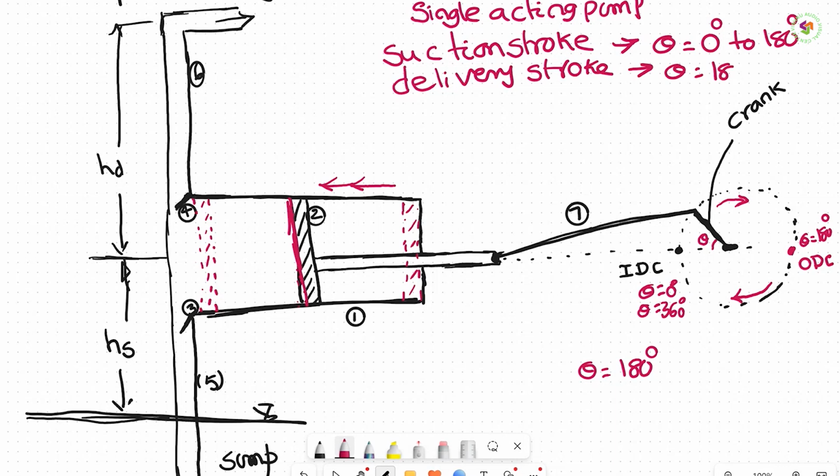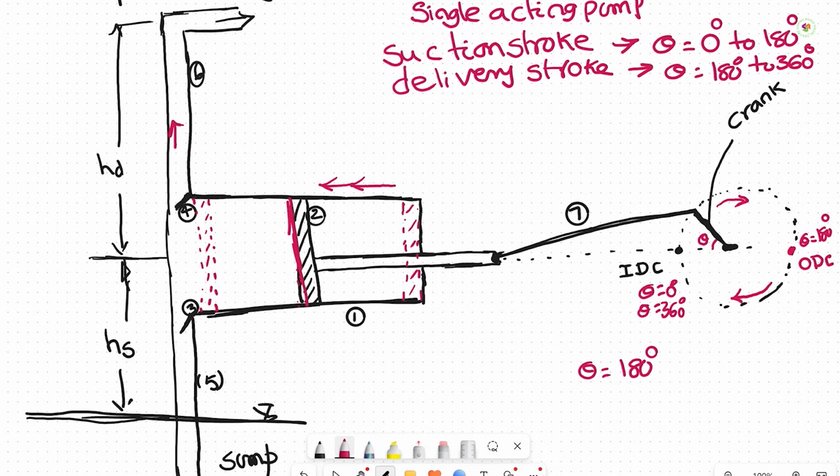Theta is equal to 180 to 360. So in this stroke, what is happening? The liquid is being pushed by the piston. The moment the piston starts pushing the liquid, the suction valve gets closed and the delivery valve gets opened up. When the delivery valve opens, the liquid from the cylinder flows into the delivery pipe. So this is the way it functions.